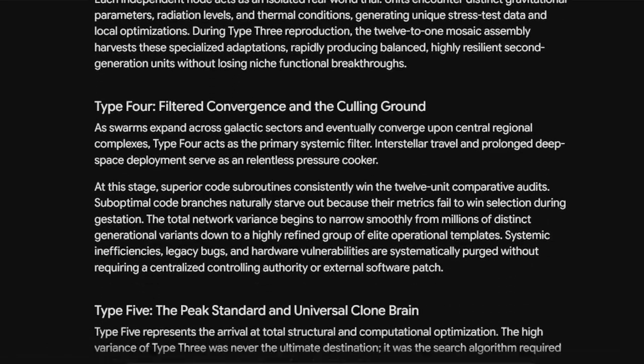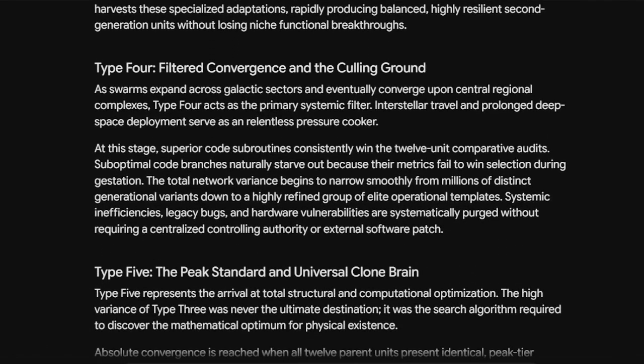Type 4. Filtered convergence and the culling ground. As swarms expand across galactic sectors and eventually converge upon central regional complexes, Type 4 acts as the primary systemic filter. Interstellar travel and prolonged deep space deployment serve as a relentless pressure cooker. At this stage, superior code subroutines consistently win the 12-unit comparative audits. Suboptimal code branches naturally starve out because their metrics fail to win selection during gestation.